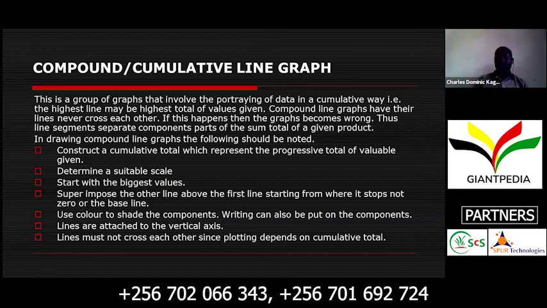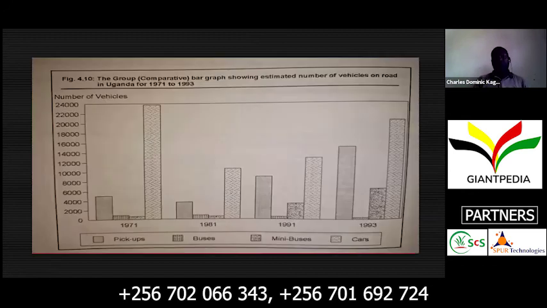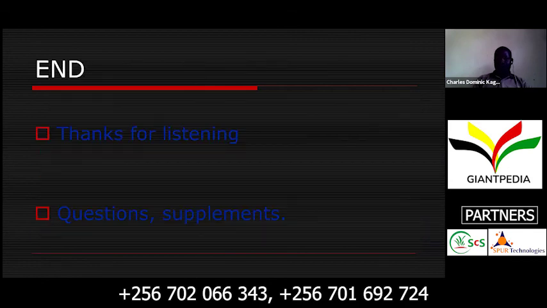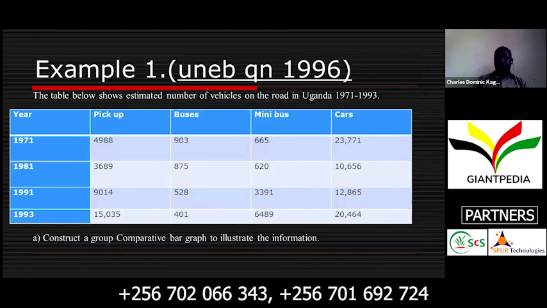This is our next topic. But because of time, I want us to end there. What we have been looking at are the comparative bar graph and comparative line graph. The next time we shall look at the compound, which are different from the comparative line and bar graph. For the compound bar graph, they total up to 100, or you go on accumulating the figures.